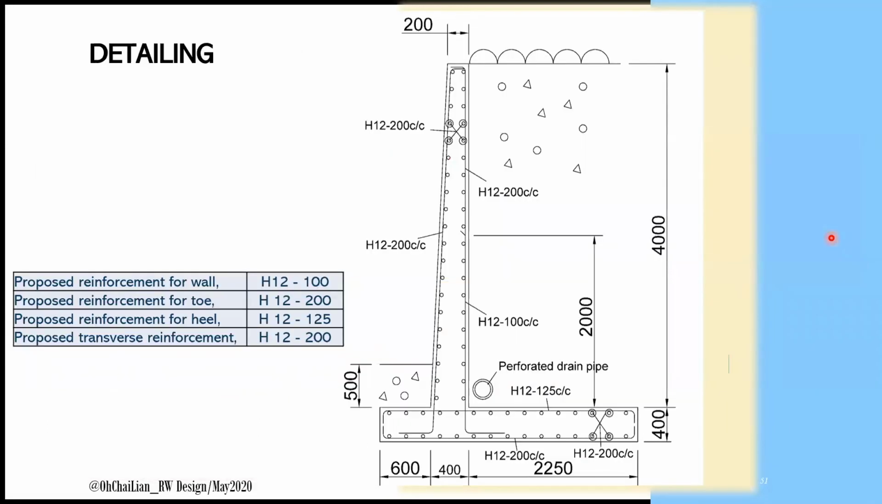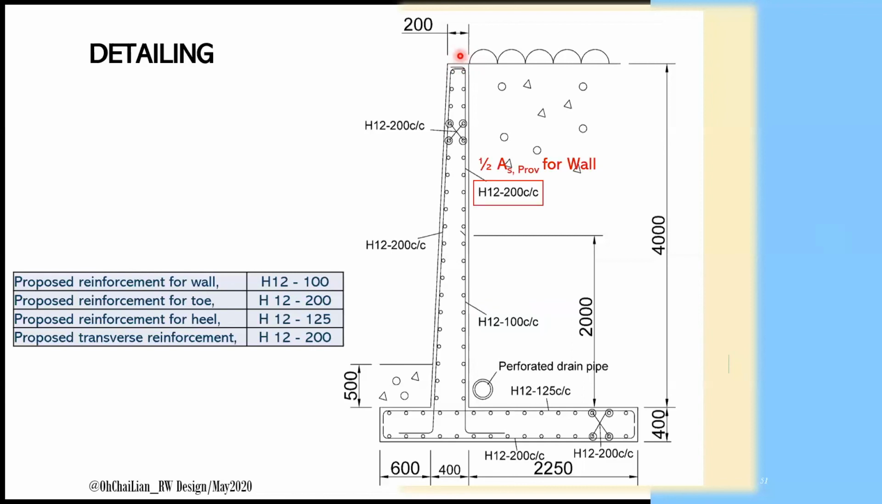This is the detailing of the retaining wall. We can first detail the reinforcement based on the detailed design solution. For instance, for wall, the reinforcement H12-100 center to center is placed vertically at the wall at the side next to the backfill. Knowing from the bending moment diagram, the moment is reducing towards the end of the wall, where the wall is at the thickness of 200 mm.